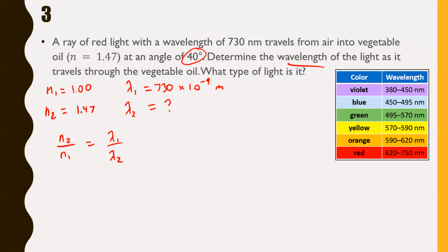Be very careful with this. I remember there were a lot of people who always thought it was N1 over N2. A lot of people were making that common mistake. It's not. Take a look at your formula sheet. It's N2 over N1. It's the odd one out. All the other ones are 1 over 2. That's just how it works.